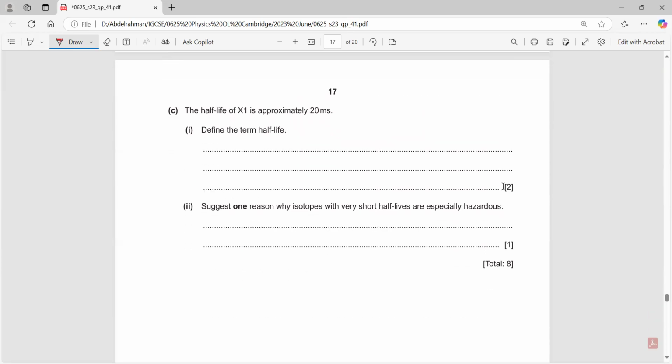Define the term half-life. Half-life is the time taken for the decay or the radiation to decrease to half the previous amount.